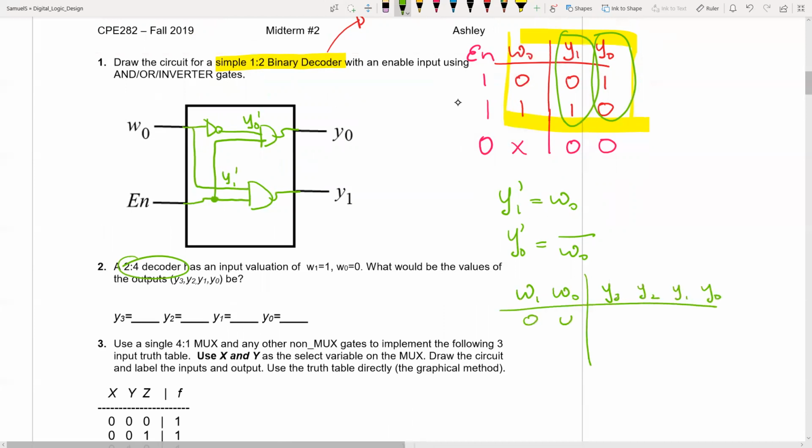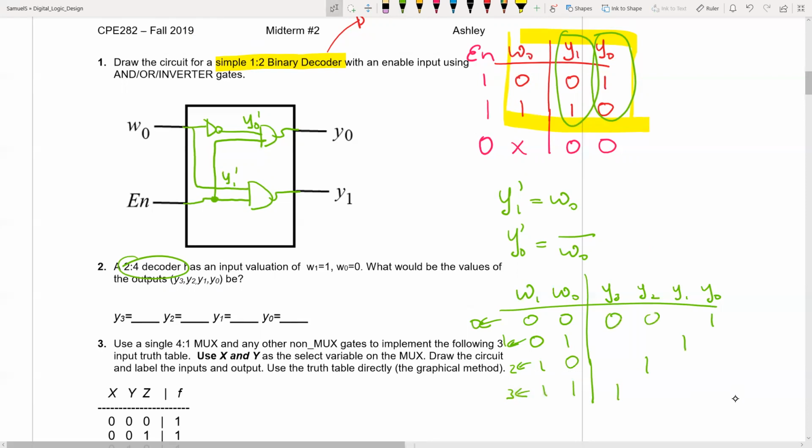So with 2 inputs, you can have a total of 4 different combinations. In decimal, this one is 0, that's a 1, that's a 2, that's a 3. And again, the input is specifying which of the outputs should be high. In the first row, it's telling you that y0 should be high. In the second row, y1 should be high. In the third row, y2 should be high. In the final row, y3 should be high. Again, the input specifies which of the outputs should be asserted.